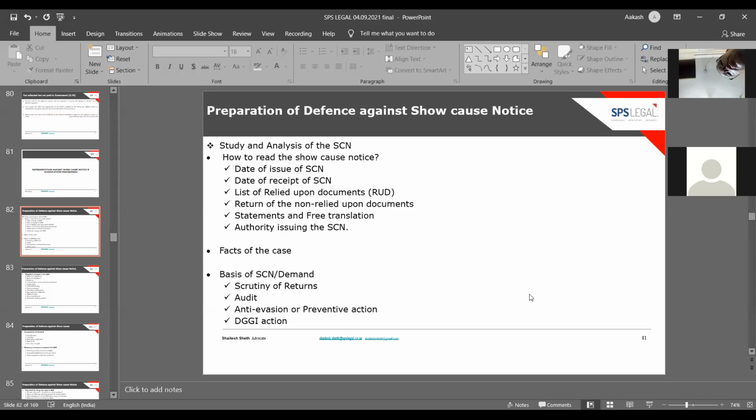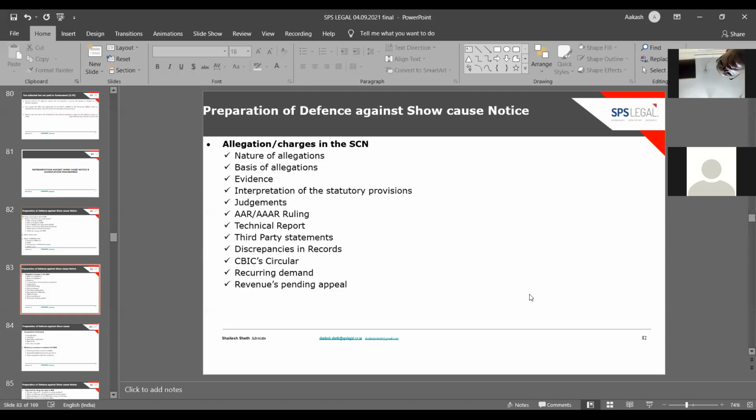Whether it is scrutiny of returns, whether it is an audit objection, whether it is an anti-evasion case, whether it is a DGGI case, then what is the nature of the allegation? List out the allegations before taking up the drafting of the reply, and very carefully try to understand the nature of the allegation. What is the basis of each allegation?